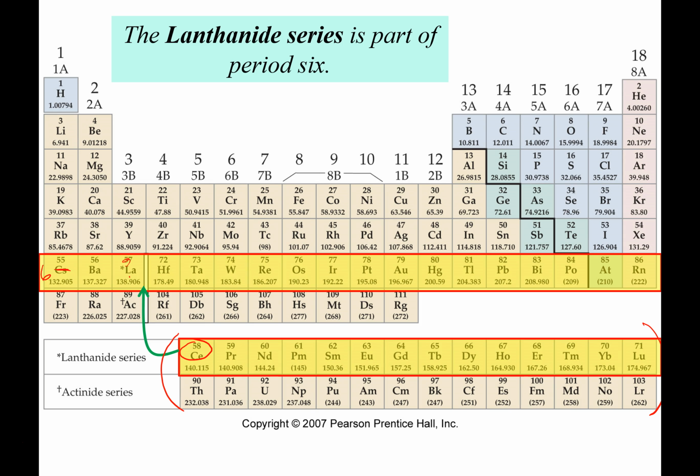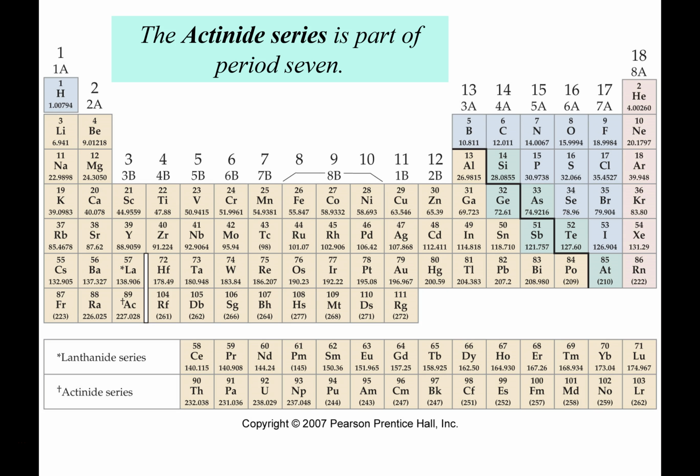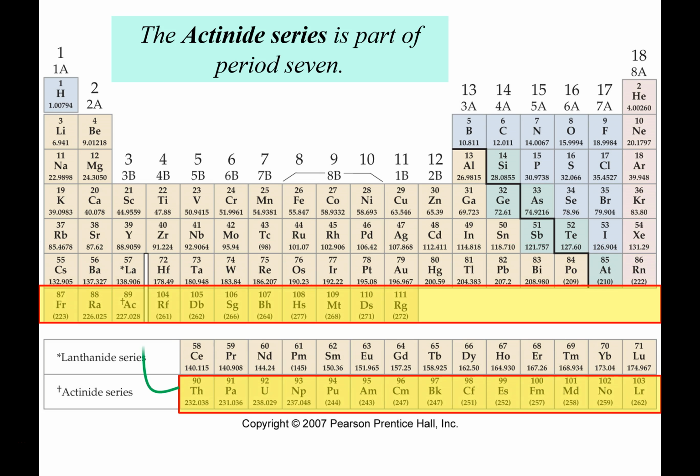So these guys with period 6 down here are sometimes called the inner transition elements or inner transition metals, because these inner transition elements are always going to be metals. They are sometimes called the lanthanide series because they start with lanthanum. So you probably know what's going to come next. These guys down here are sometimes called the actinide series because they begin with actinium.